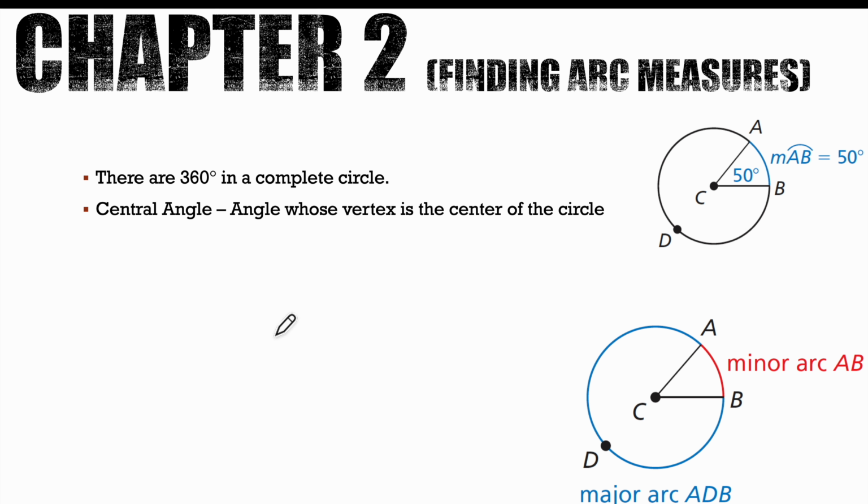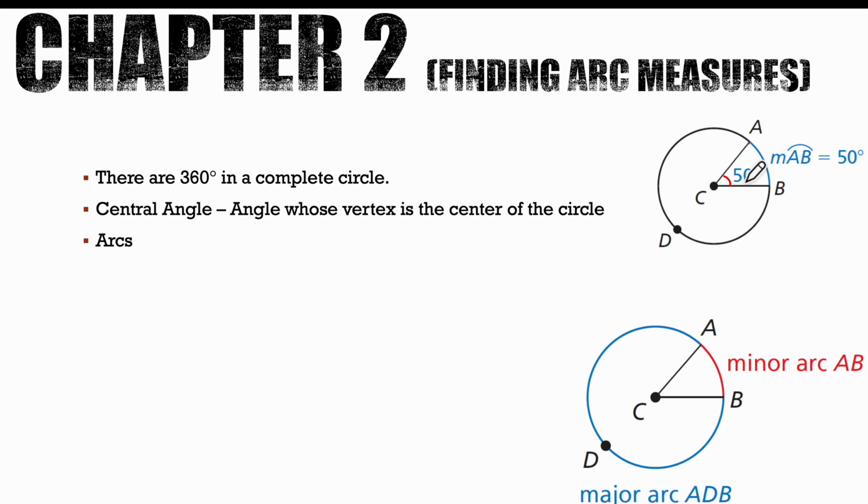When you form an angle at the center of the circle from any 2 points on a circle, if you form the angle at the center, that is called a central angle. For example, here A and B are 2 points on the circle and they are forming a 50-degree angle, which means angle ACB is 50 degrees.